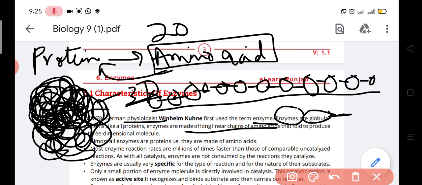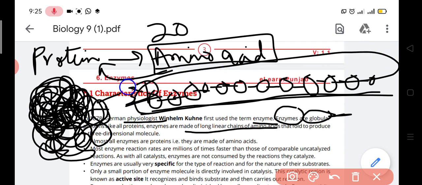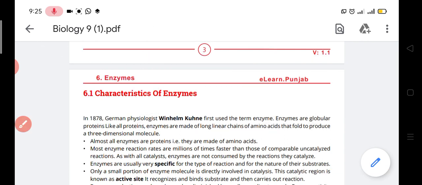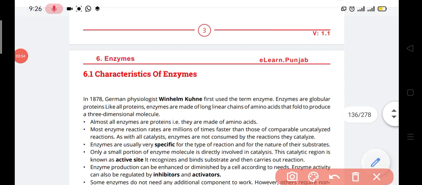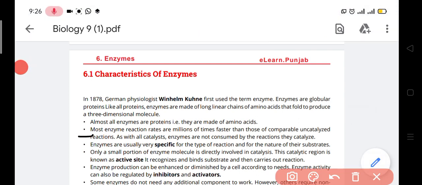Enzyme is a globular protein that is made up of a linear chain of amino acids, and the amino acid chain enfolds itself into a globular protein. Just like you have learned that DNA enfolds itself into a chromosome, similarly the amino acid chain enfolds itself into the globular protein. Is that clear to you? So that's why it is said that almost all enzymes are proteins. All enzymes are proteins, as well as they are made up of amino acids. So that is clear.